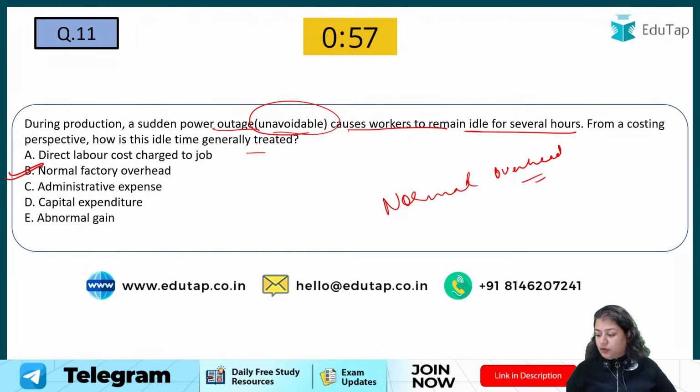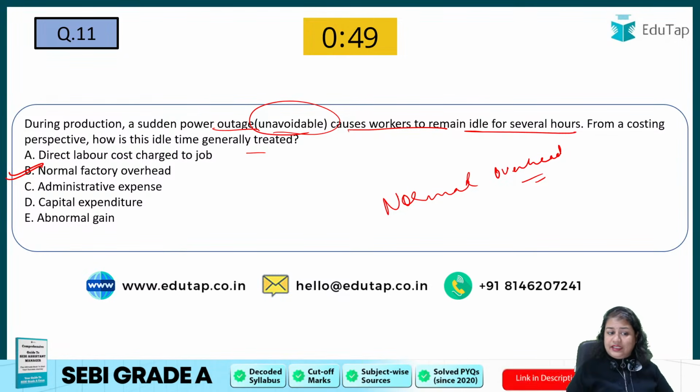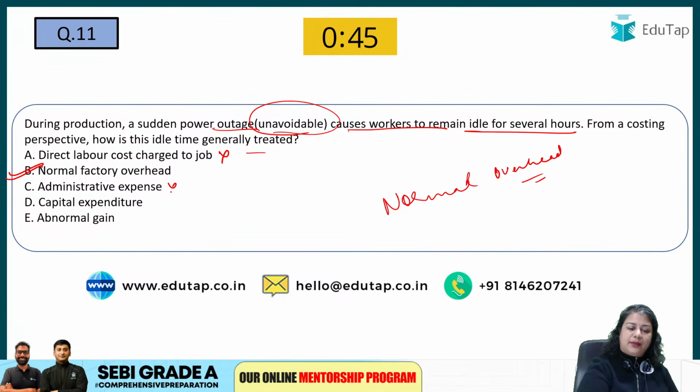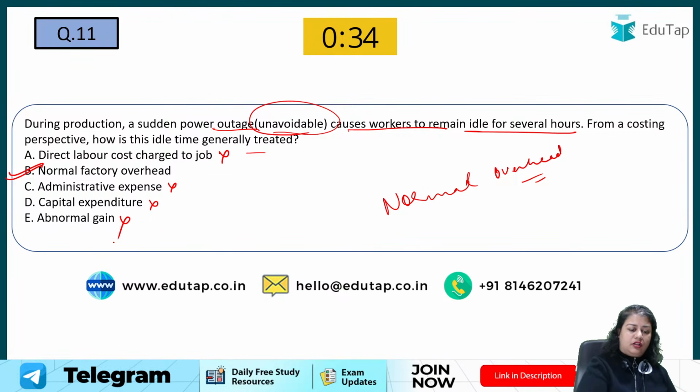Let us look at the other options also, although you all have answered it correctly. That is direct labor cost hours to job. So this is not direct at all, this is overhead, this is indirect expense, so this is incorrect. Administrative expense, this is not administrative expense, this is related to the factory. It is not even a capital expenditure because this is not a very long term expenditure. Then gain, so it is definitely not a gain, it is definitely a loss or expense. So hence E is also wrong.